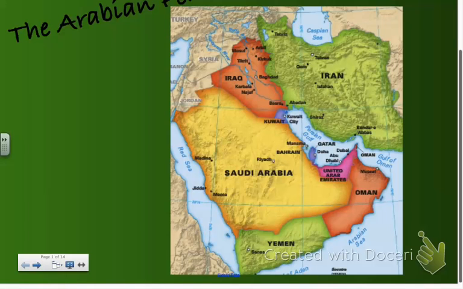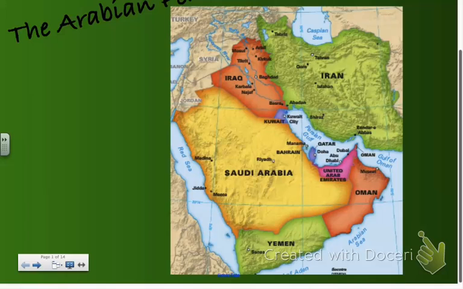Lesson 1 in Chapter 9 deals with the physical features of the Arabian Peninsula. We're looking at a map right now of the Arabian Peninsula. Let's take a minute and see how many physical features you can pick out on this map. What are some of the physical features?